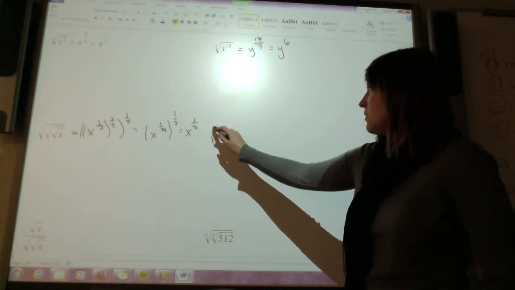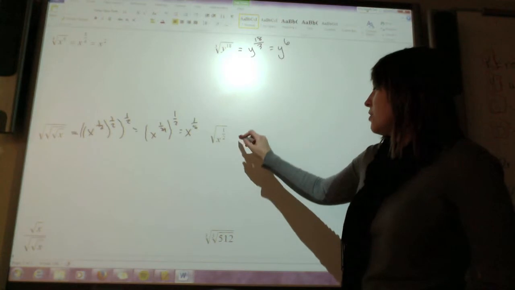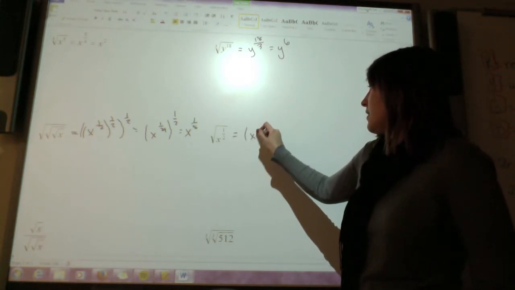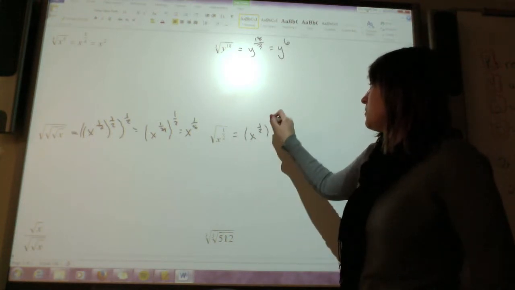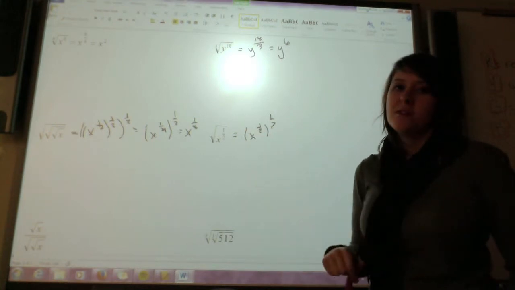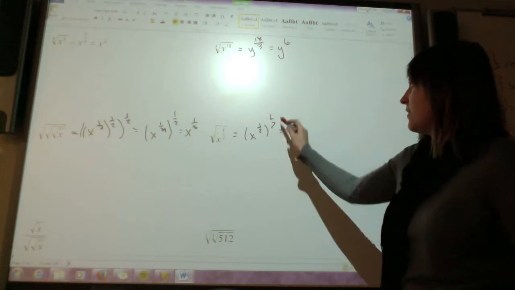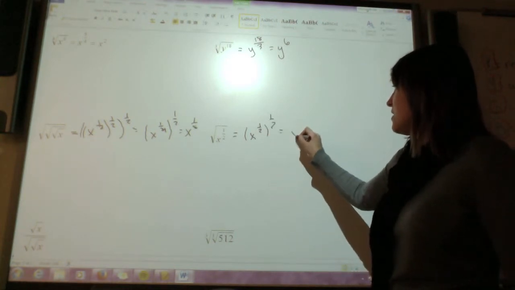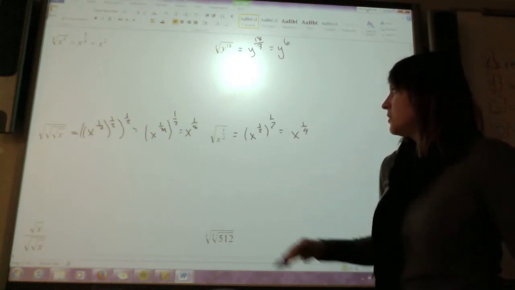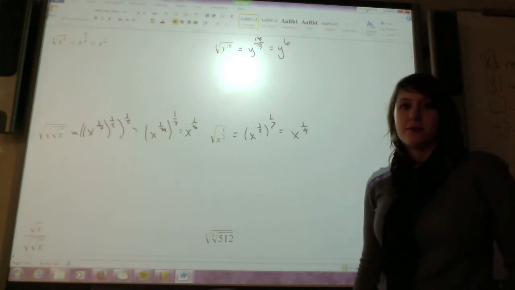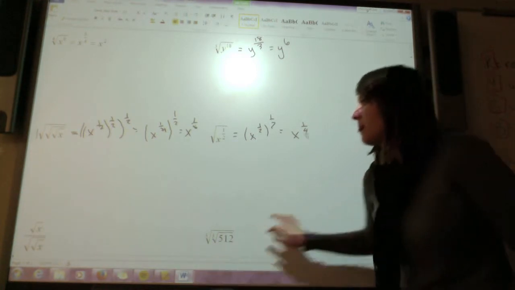Okay, this next one here, this is the square root of x to the 1/2. Well, I know that I can rewrite that as x to the 1/2 to the 1/2 because 1/2 is square root. So then I can use my power to a power rule to simplify that down. I multiply those two together and I get x to the 1/4. In other words, this is the same thing as the 4th root of x.